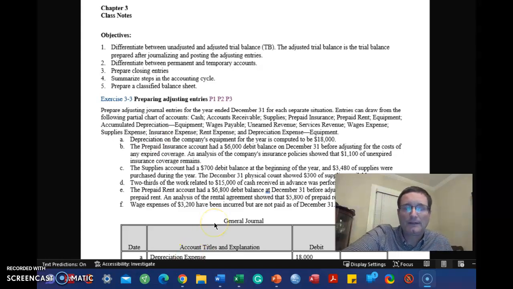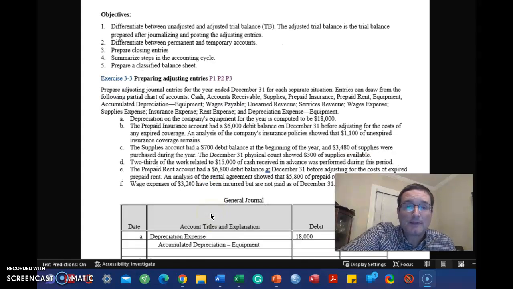We can talk all day long about words and definitions, but when we actually go to do it, it just looks different. I like this problem, exercise 3-3. Prepare adjusting entries for December 31st. Every situation, A, B, C all the way to F, is different. Here are your accounts: cash, accounts receivable, supplies, prepaid rent, equipment, accumulated depreciation equipment, wages payable, unearned revenue, services revenue.